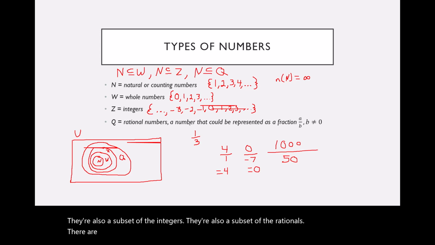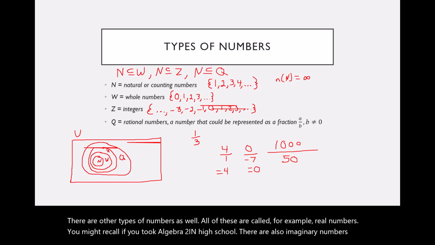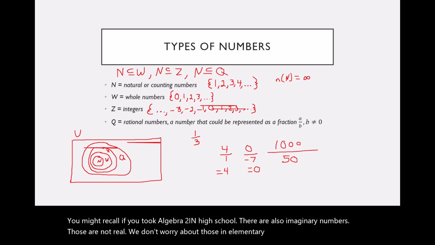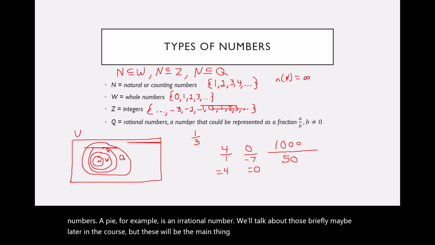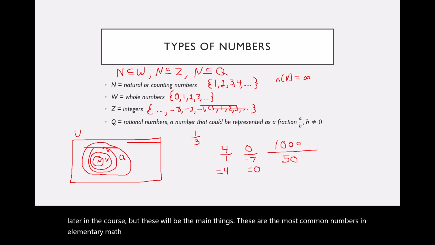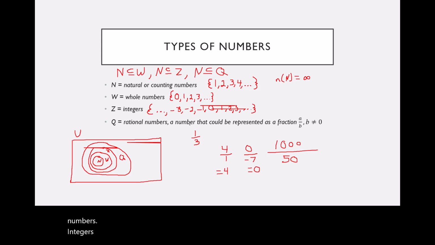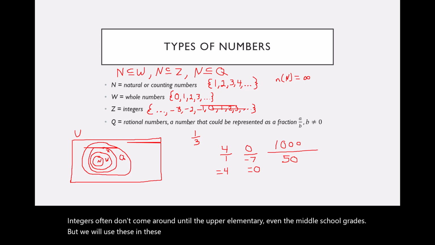There are other types of numbers as well. All of these are called, for example, real numbers. You might recall if you took Algebra 2 in high school, there are also imaginary numbers. Those are not real. We don't worry about those in elementary school. There are also irrational numbers. Pi, for example, is an irrational number. We'll talk about those briefly, maybe later in the course. But these will be the main things. These are the most common numbers in elementary math, particularly the natural numbers, the whole numbers, and the rational numbers. Integers often don't come around until the upper elementary, even the middle school grades. But we will use these throughout the book, so I want you to be familiar with them.